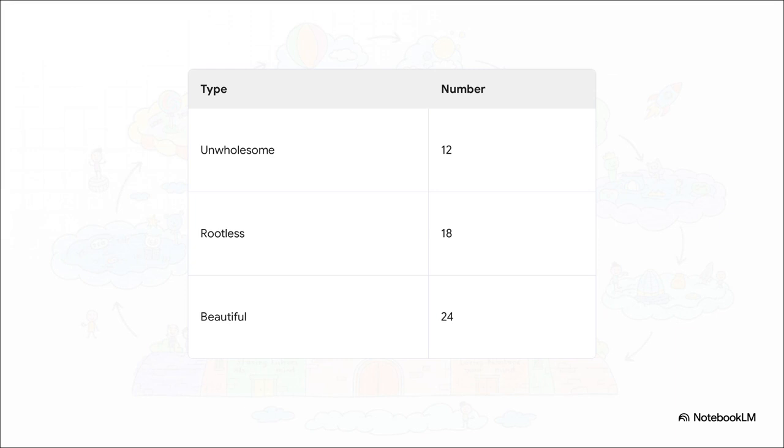You have 12 unwholesome types, 18 rootless types, which are basically just functional things like basic seeing or hearing, and 24 beautiful types. Notice anything interesting there? The beautiful, wholesome states actually outnumber the negative ones. But to really understand how our minds get us into trouble, we're going to focus all our attention right now on those 12 unwholesome types.